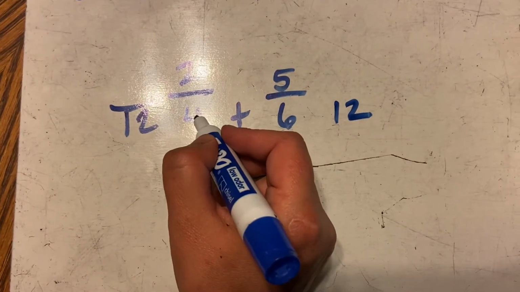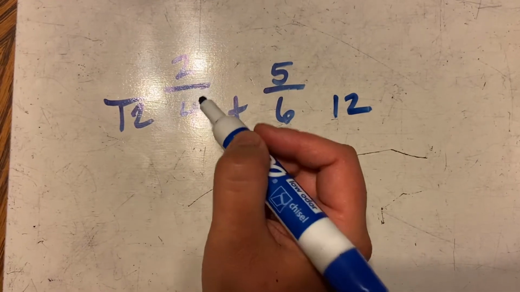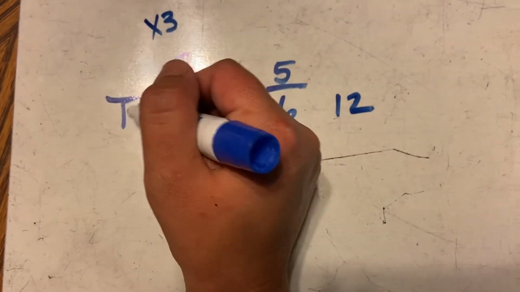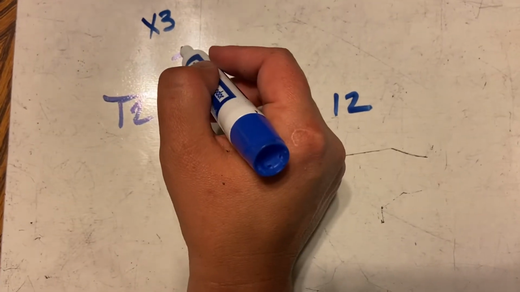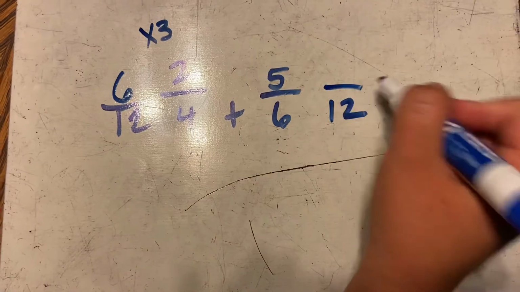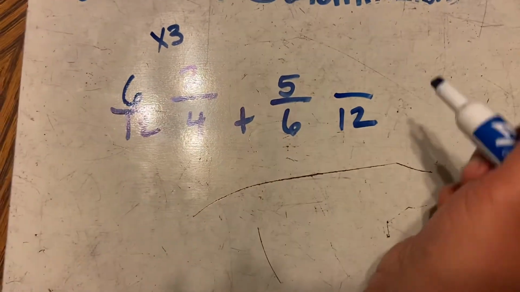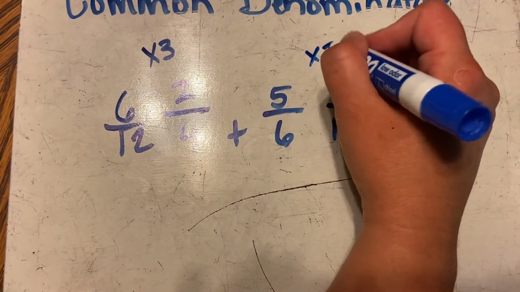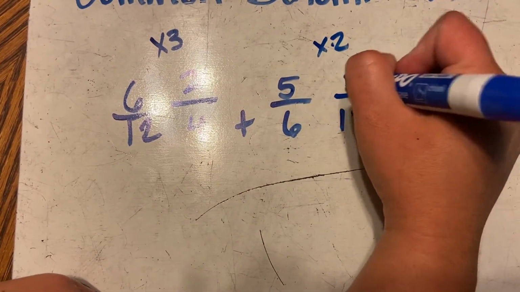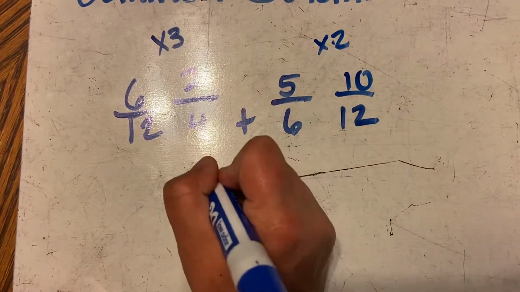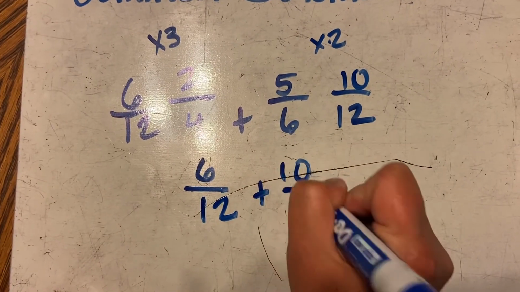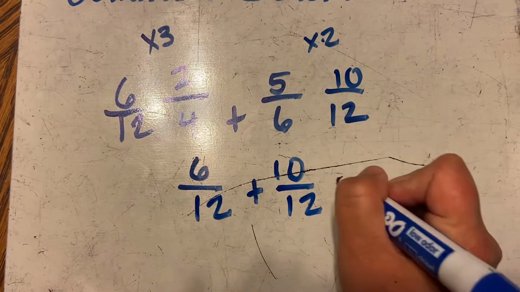What did I multiply 4 by to make it 12? 3. So 4 times 3 is 12. Do the same thing to the top. 2 times 3 is 6. And then over here, what did I multiply 6 by to get 12? 2, yes. So 6 times 2 is 12. 5 times 2 is 10. So now I can add 6/12 and 10/12. And what do I get?